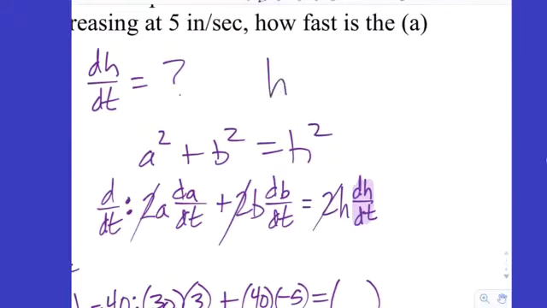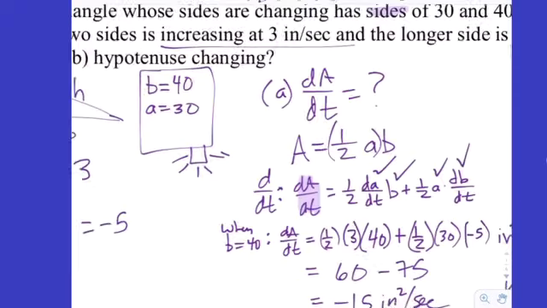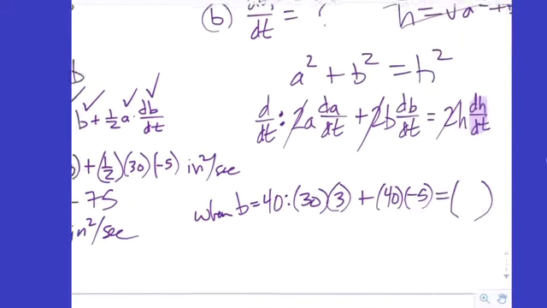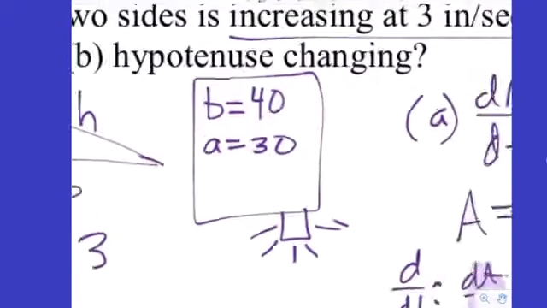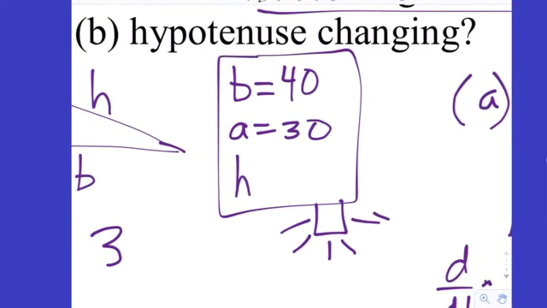If you would have solved for h first and got the square root of a squared plus b squared, you wouldn't need to know h. You would have dh/dt equals. So that's the only advantage of solving for h, but it makes the derivative harder. All you have to do to find the missing value in this case is plug it back into your quote-unquote position equation. So when a is 30 and b is 40, by the Pythagorean theorem, h equals what, Colin?